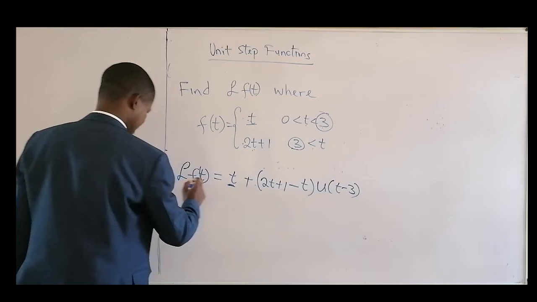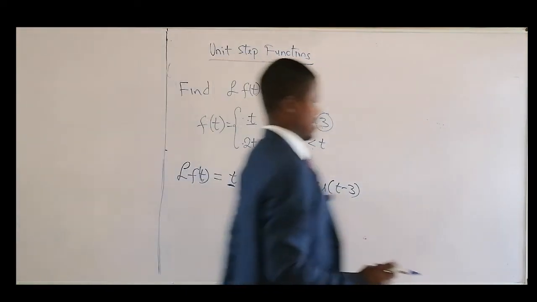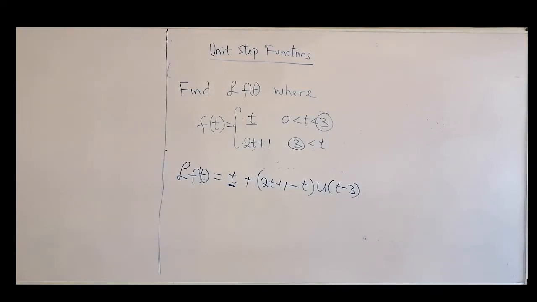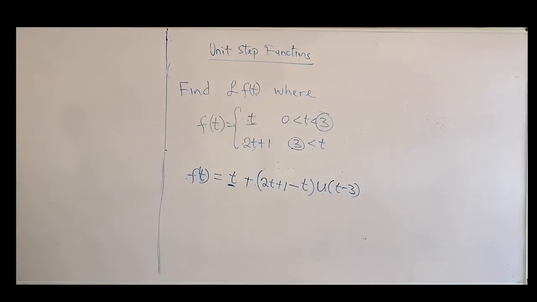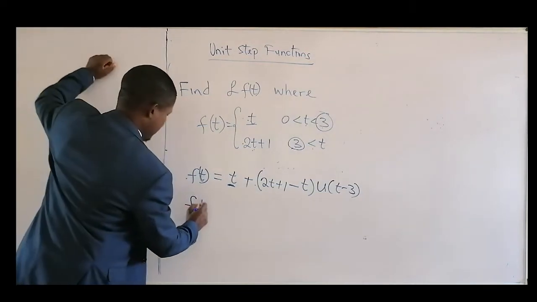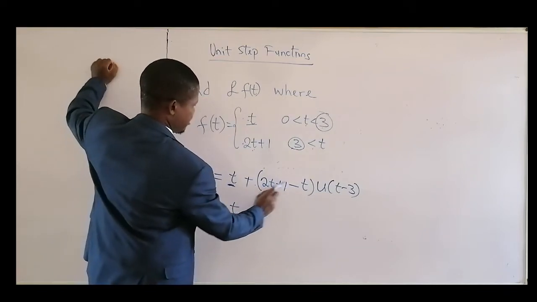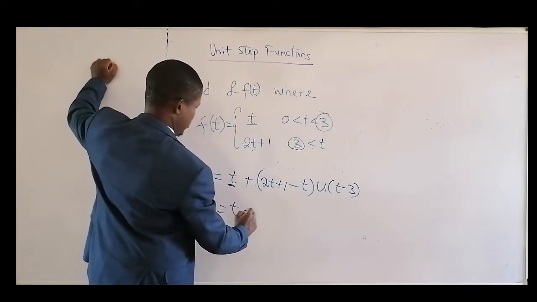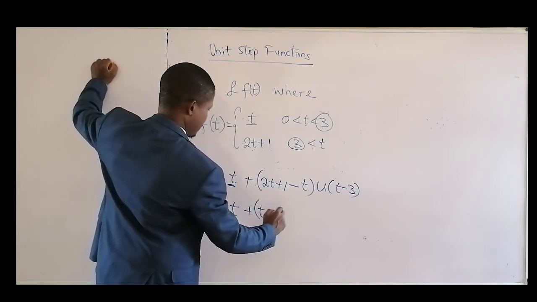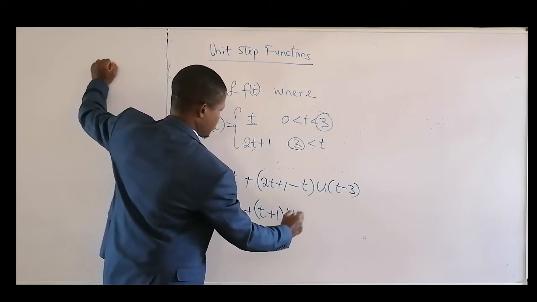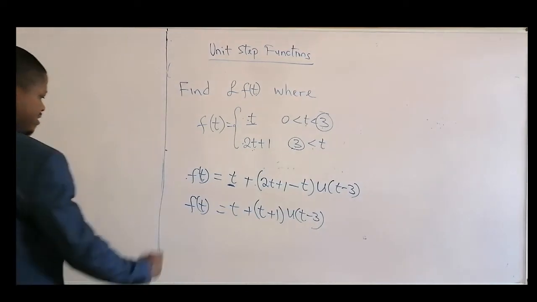So then I think we should just have the expression for f of t first. So f of t is that. Then f of t is equal to t. Let's do the algebra. This will be 2t minus t, which will be plus t plus 1, plus 1, and then u of t minus 3. After that, we can get the Laplace now.